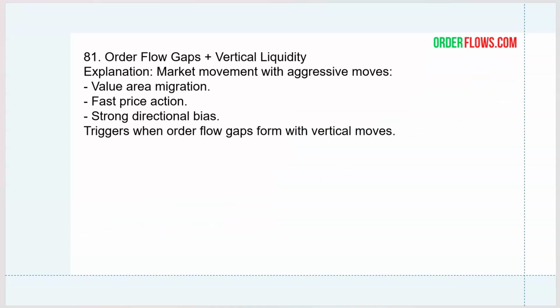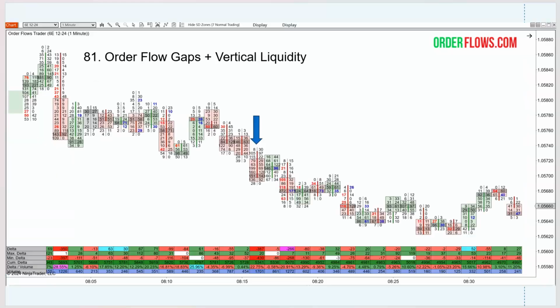All right, number 81 is order flow gaps and vertical liquidity. The explanation is you've got market movements with aggressive moves through size. It's vertical liquidity, so it's getting through size on the way up or the way down. And you have value area migration, fast price action, and strong directional bias. It triggers when order flow gaps form with vertical moves.